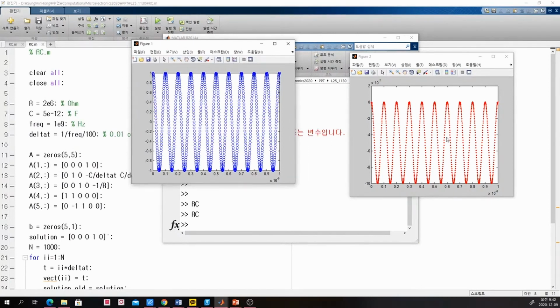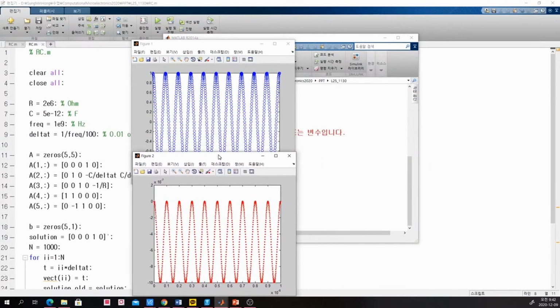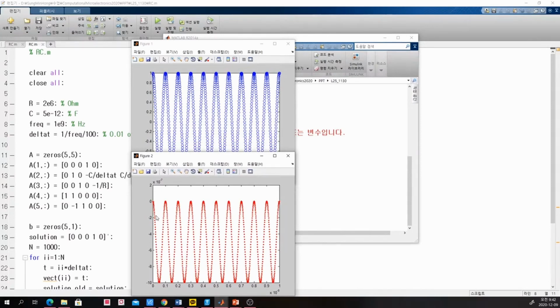The input signal is the same as before, and now this is the output signal, and as you can see, now they become in phase. They are in the same phase because this is a relatively high frequency, so the impedance of our capacitor becomes quite small. So now it becomes just a resistive circuit. That's the reason why our input signal and output signal have the same phase.